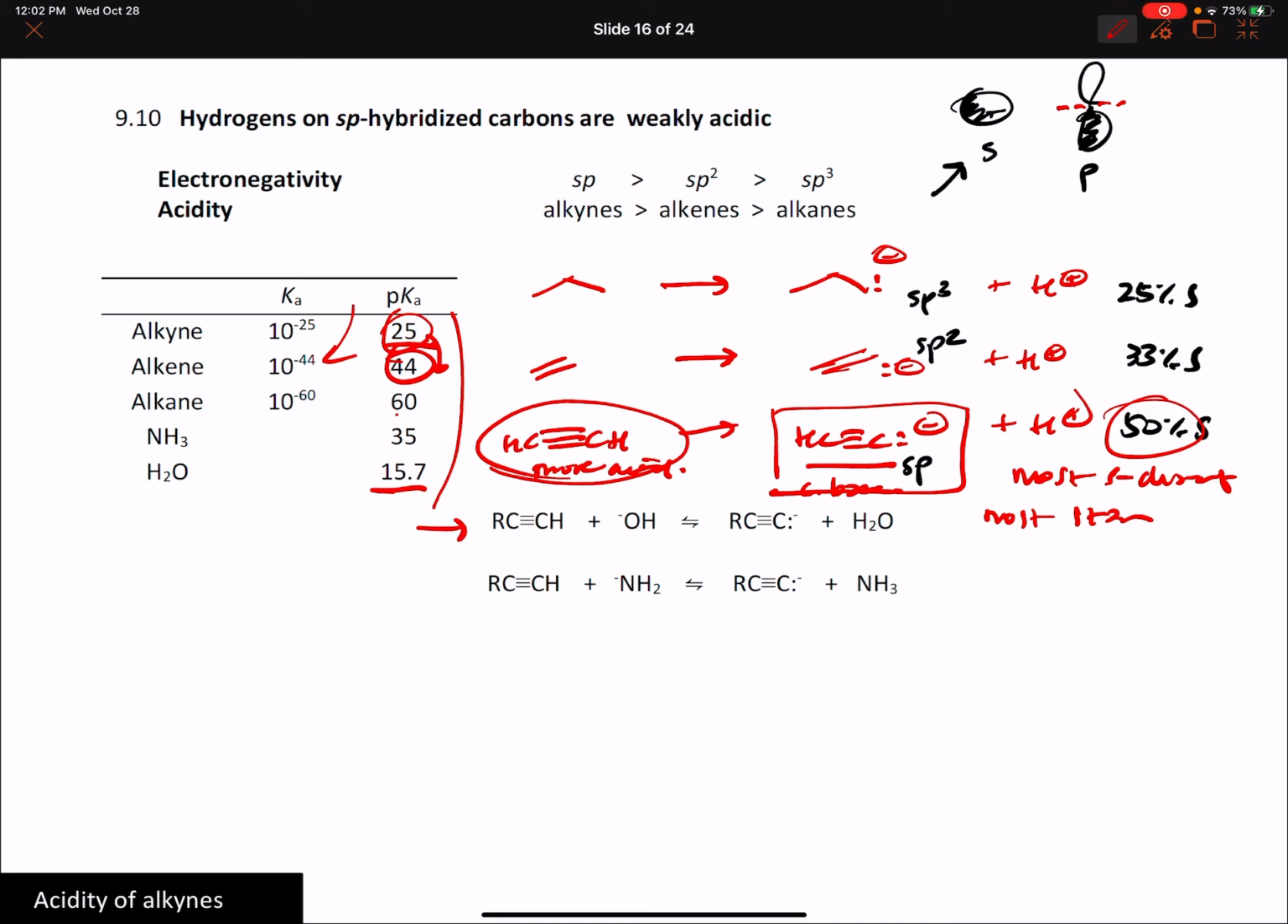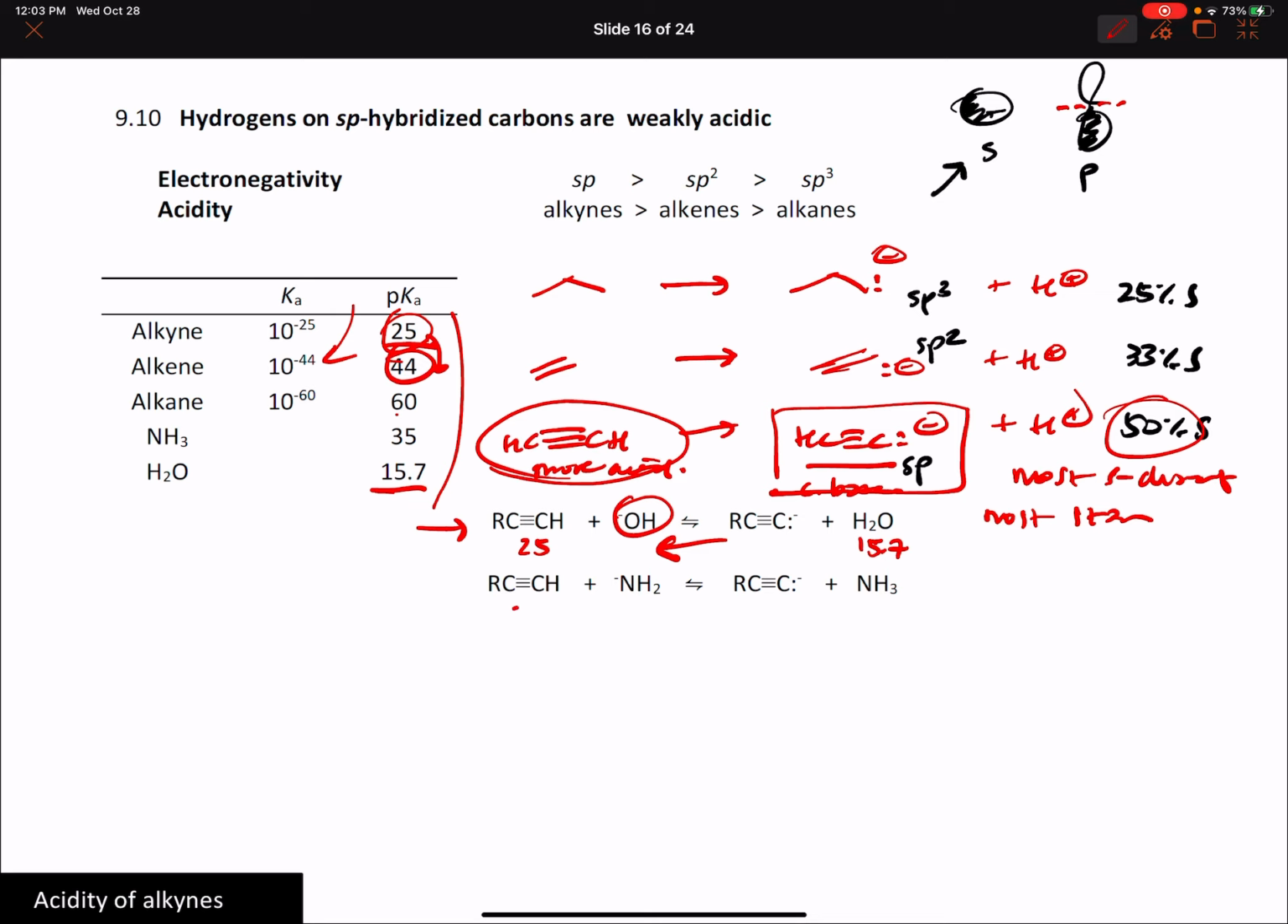So here, will this work? Remember, in order to predict whether an acid-base equilibrium favors the products or the reactants, you look at the pKa's of the acids on both sides. The pKa of this guy, which acts as the acid on this side, is 25. Water's pKa is 15.7. So who's more acidic? Water's more acidic, so this reaction is going to be completely reactant favored, which means hydroxide is not strong enough to deprotonate acetylene or an alkyne.